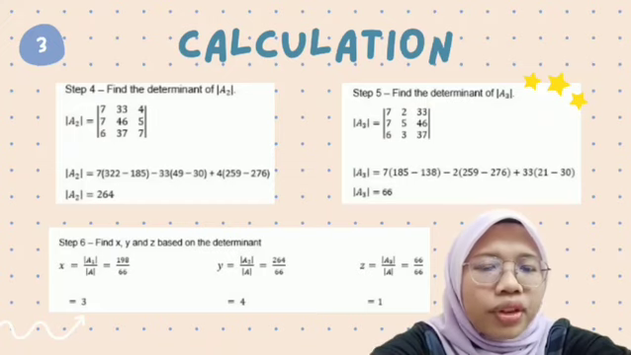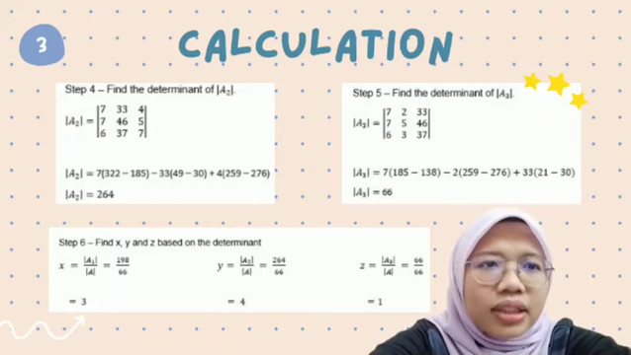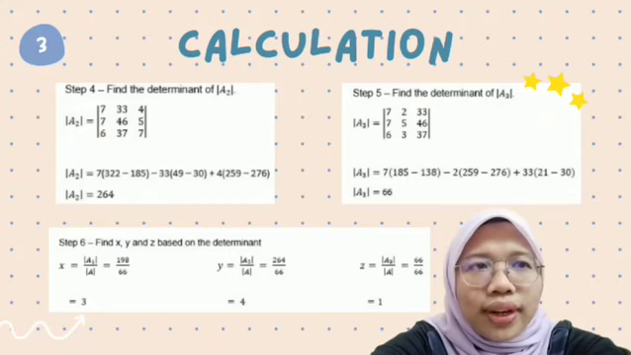Next, we need to find the price of X, Y, and Z using the formula, simplified by dividing. So, X equals 198 divided by 66 and the answer is 3. Y equals 264 divided by 66 and we get 4. And the last one is Z, 66 divided by 66 equals 1.